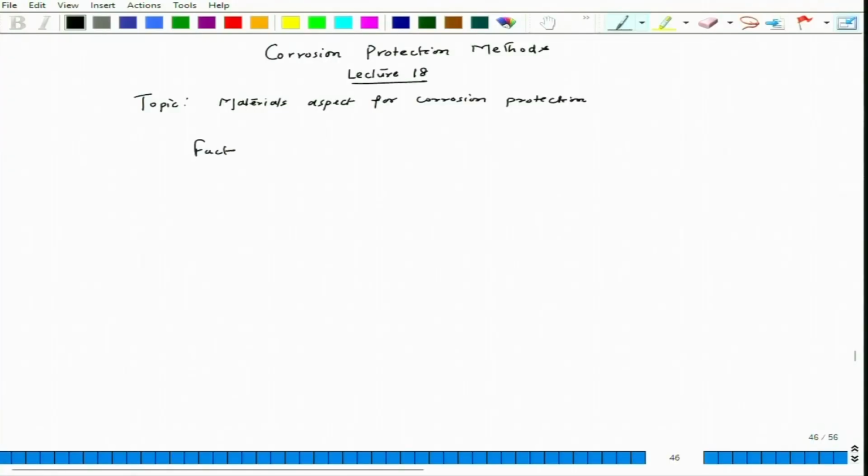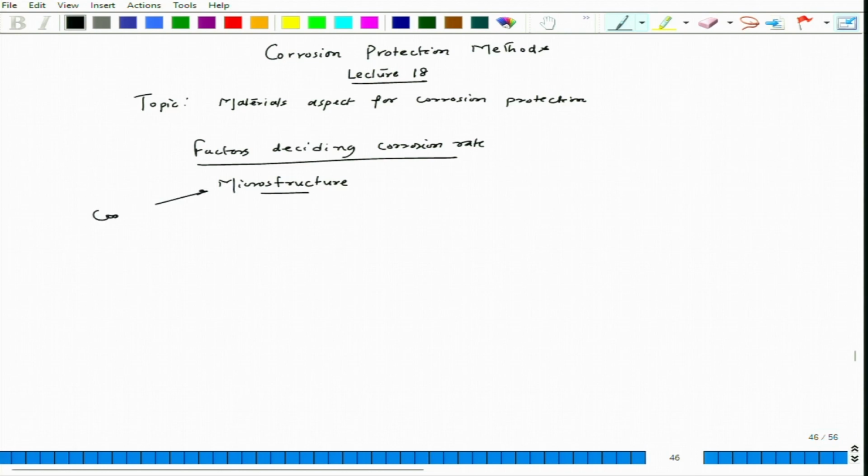So, factors deciding corrosion rate, and we are talking about microstructure only. Now, we have already seen that the microstructure will have effect from composition as well as processing and as well as surface or bulk deformation.